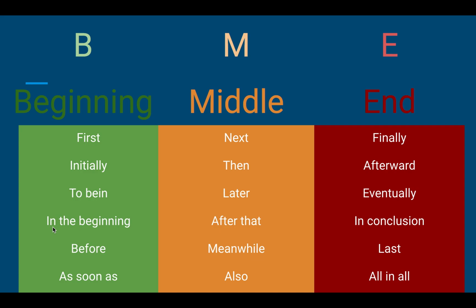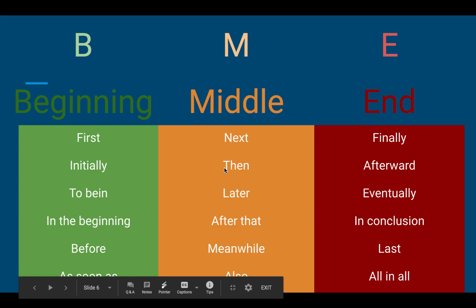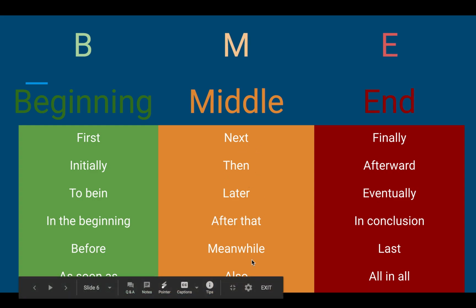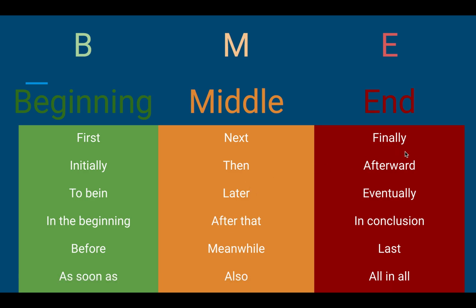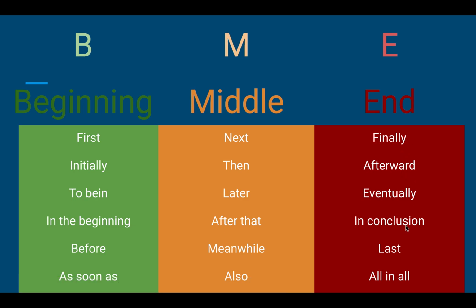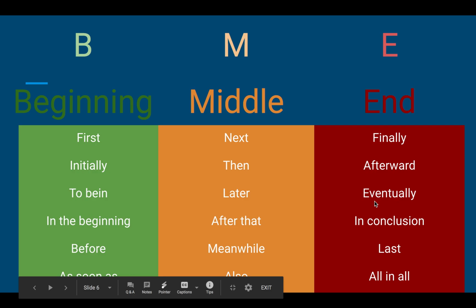In the middle, you may only use one of these words. So you can say next, or then, later, after that, meanwhile, or also. A lot of the time, if there are multiple steps, you're going to use several of these words in combination, or you're going to use a couple of nexts and then some thens, and so on and so forth. And then in the end, there's always one conclusion. Then you can use any one of these transition words or phrases. So you can say finally or afterward, eventually, in conclusion, last, or all in all.